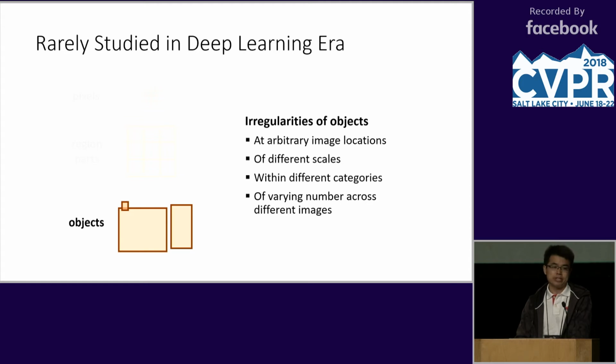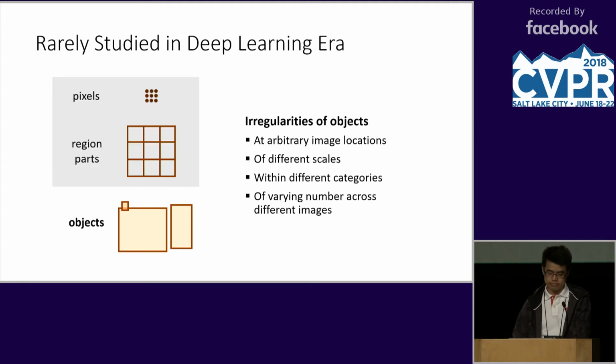Perhaps one reason is the irregularities of objects. The objects can be at arbitrary locations of different scales within different categories, and even a varying number across different images. This is very different from labeling pixels and region patches, which are organized in a grid. So the way of convolution and RoI pooling layers in modeling of pixel-pixel and part-part relation cannot be directly applied here.